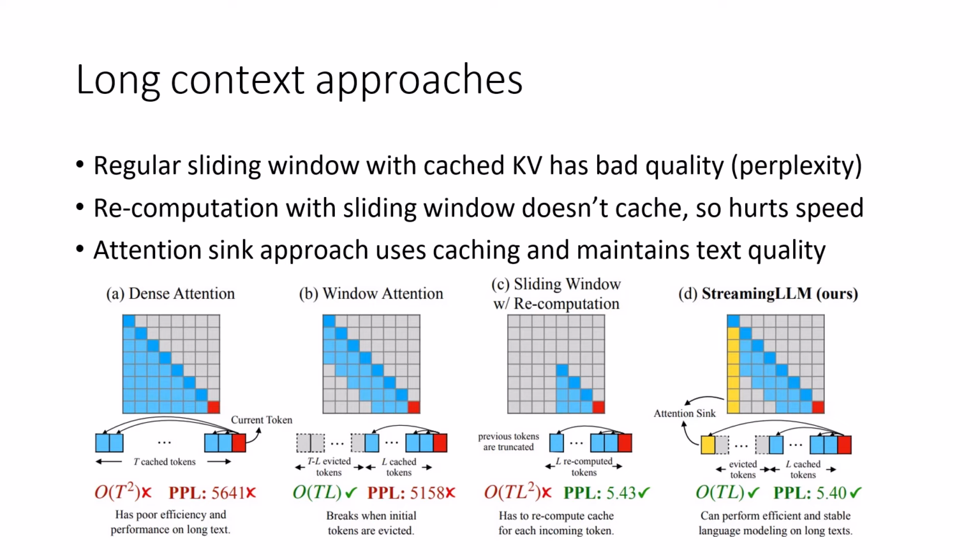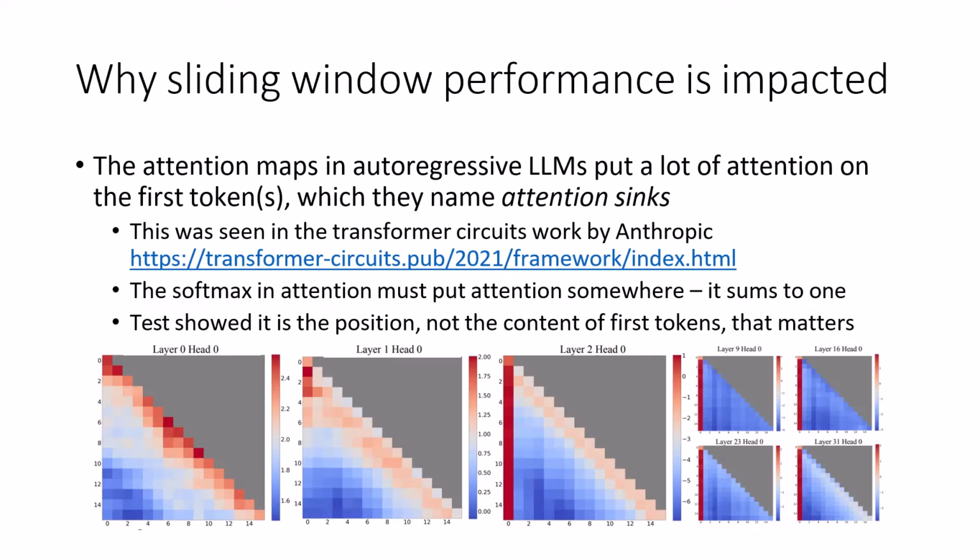You can see that when you use naive window attention, the perplexity jumps to 5,000. That's a really terrible perplexity score. We'll get to it, but the attention sink approach basically says to include in your sliding window the 3,995 plus the first one, or the first four or so.